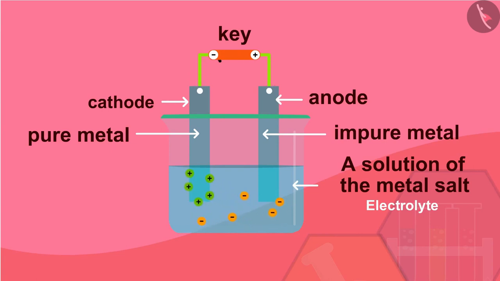The soluble impurities go into the solution, whereas the insoluble impurities settle down at the bottom of the anode and are known as anode mud.